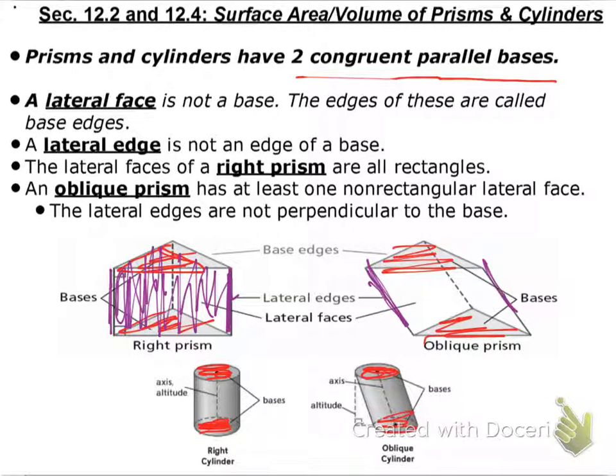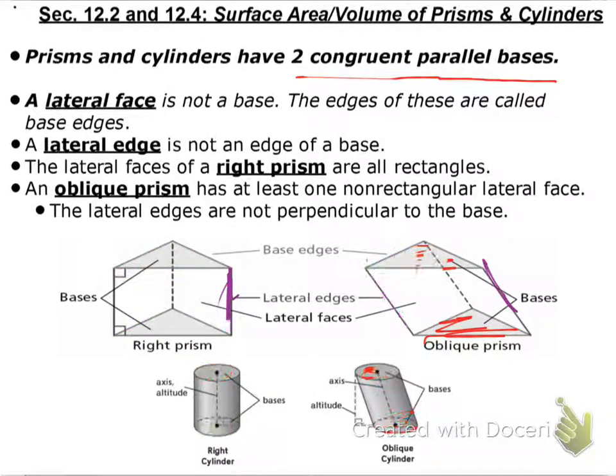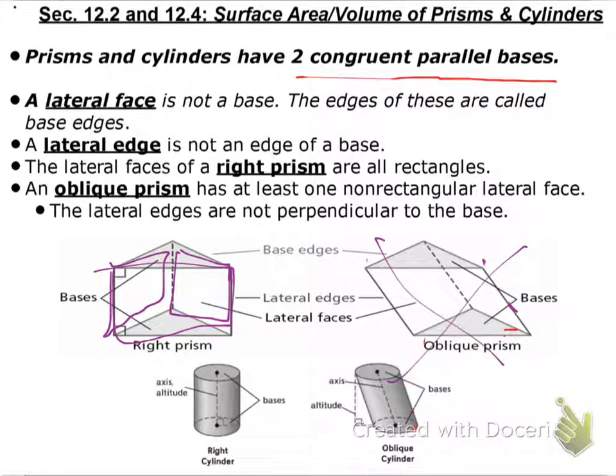It makes sense. The lateral faces of a right prism, let me just clear all this out. The lateral faces of a right prism are all rectangles. So if you look again at this triangular prism, this is considered to be a right prism because these rectangles that are making up the faces are all rectangles. An oblique prism has at least one non-rectangular lateral face. We really won't deal with oblique prisms much. You just need to know the term.